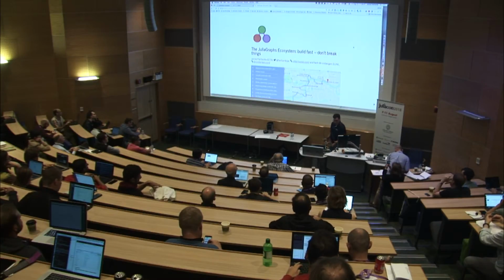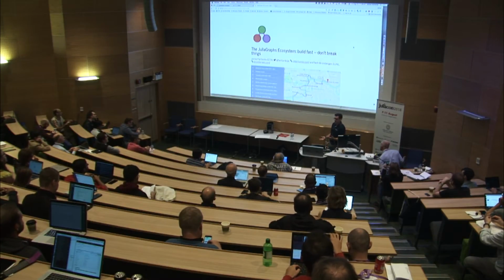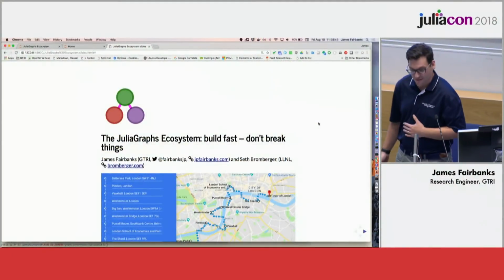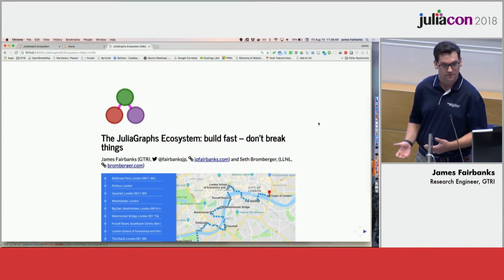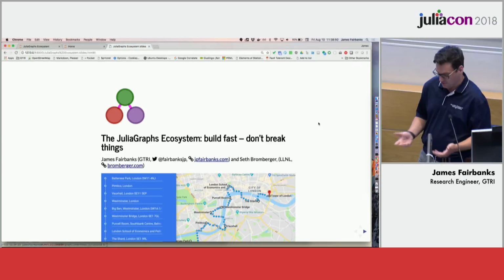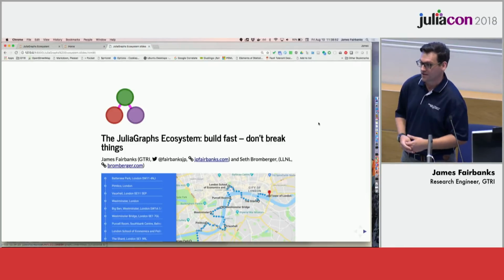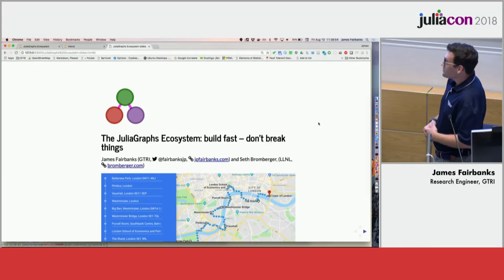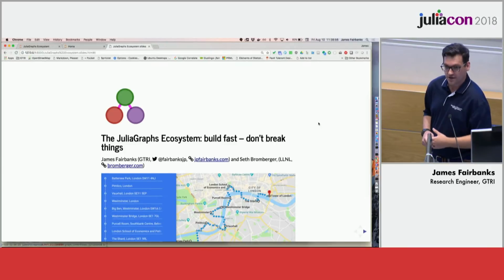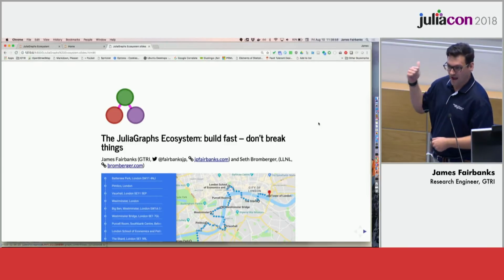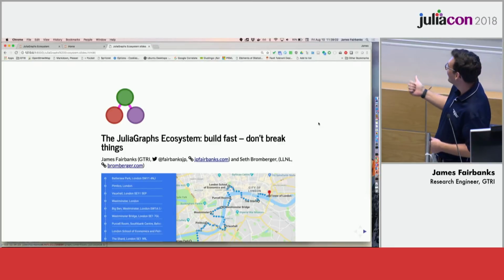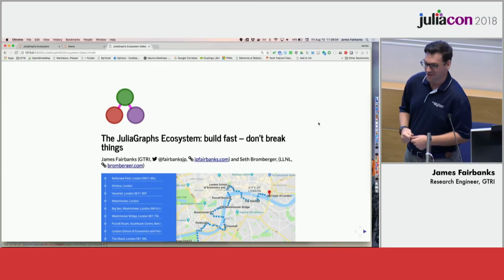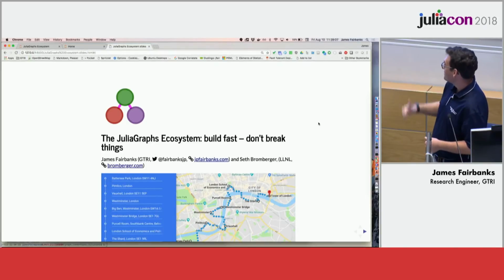Okay, I'm James Fairbanks, going to be talking about the JuliaGraphs ecosystem. And this is work with the whole LightGraphs and JuliaGraphs team, including myself and Seth Bromberger, who couldn't make it here today. So we'll start at the very beginning of graph theory, finding paths over bridges in European cities. If you're looking to get to the Tower of London, this is a way.